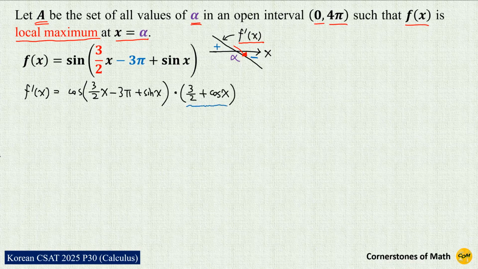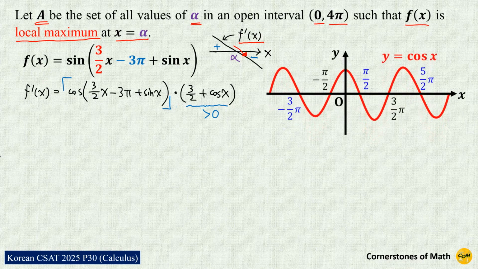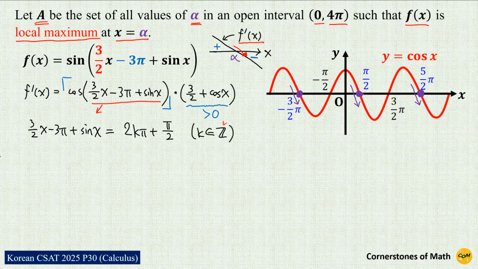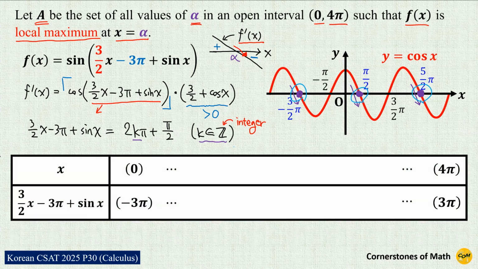And since 3 over 2 plus cosine x is always positive, we only need to examine the sign of cosine part. Let's do that with the help of the graph of y equals cosine x. From the graph, you can notice that in order for the sign of the cosine function to change from positive to negative, this inner part must have values of 2k pi plus pi over 2, where k is integer, that is, these values.